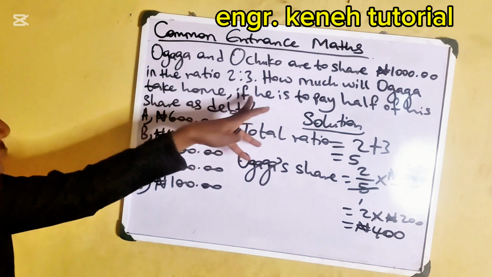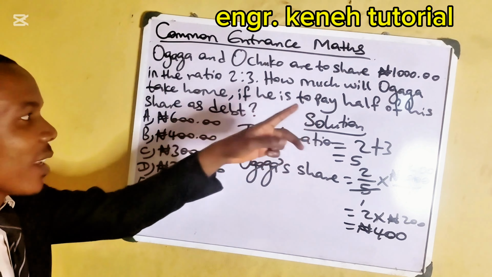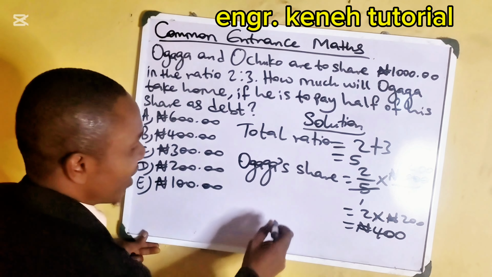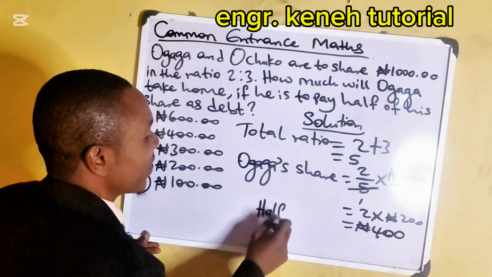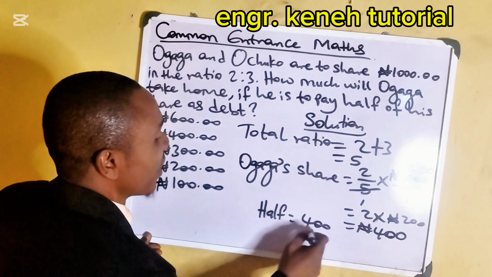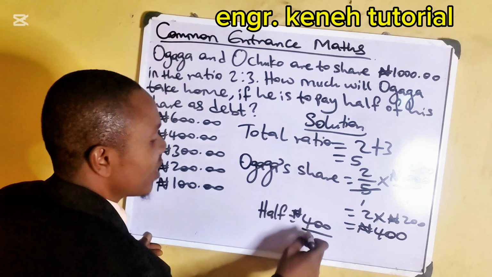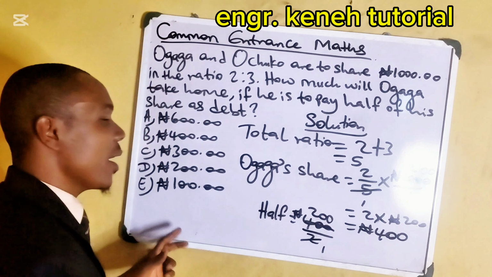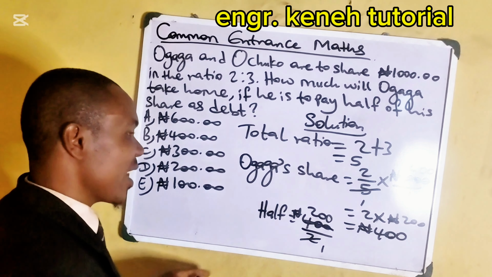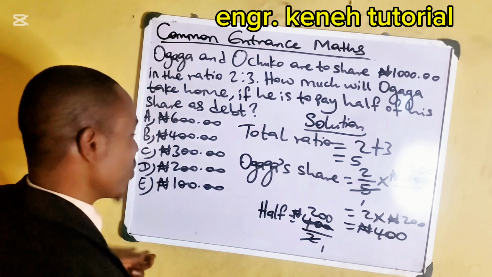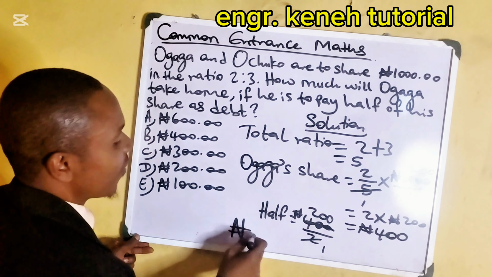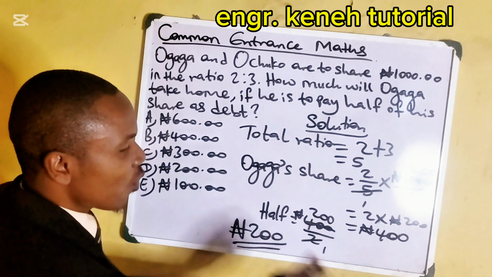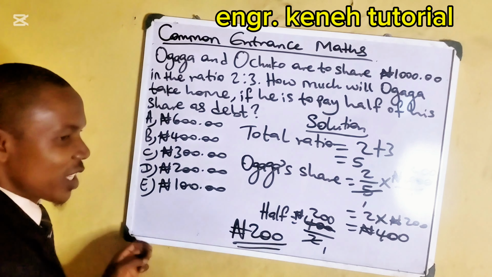But from the condition given to us, they said if he is to pay half of his share as debt, that is half of this. Half of his share is equal to 400 naira divided by 2. Cancel this one, divide this, you have 200. So he will pay 200 as debt. Then he will go home with half, which is what? 200. So he's going home with what? Half of his share, which is what? 200 naira. Half will go for debt, while half will be what he will go home with.